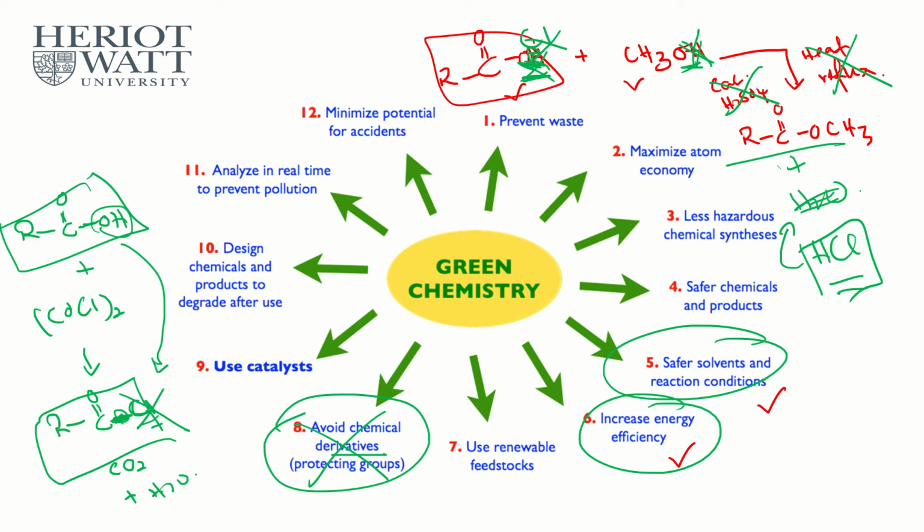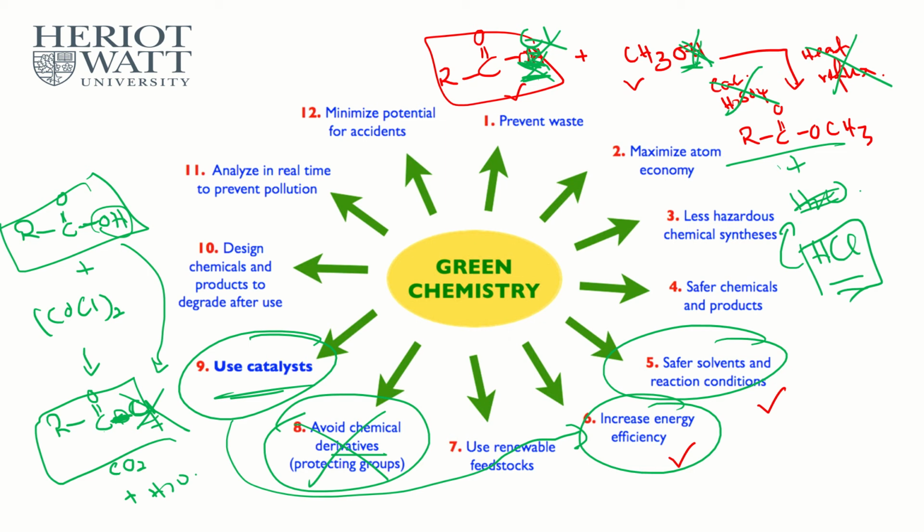Now, number 9, use of catalyst. Now, this one everybody knows. With the use of catalyst, we actually reduce the activation energy, and then we don't need to provide that much heat. So this is also complementing increased energy efficiency. See that? All right. So number 10 is design chemicals and products to degrade after use.